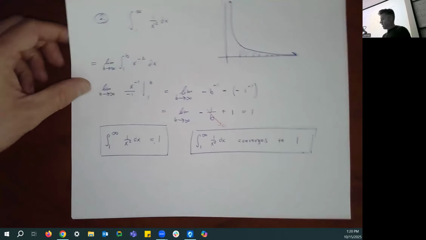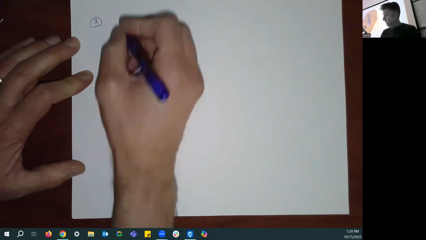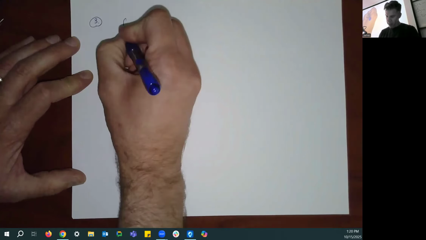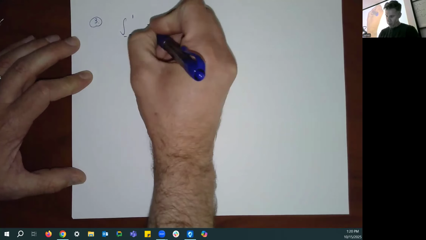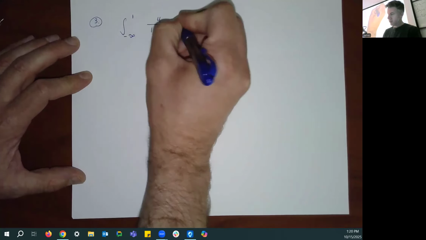All right, let's look at another example. We'll talk about some stuff. So let's say we want to look at the integral from negative infinity to 1 of 4 over 1 plus x squared dx.